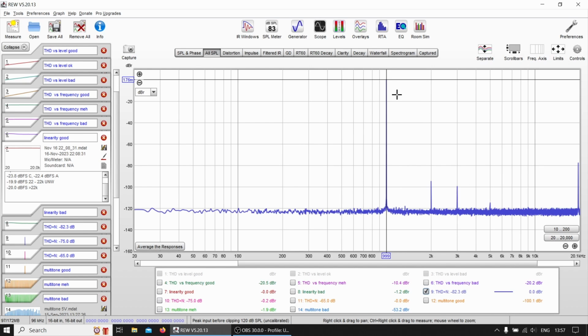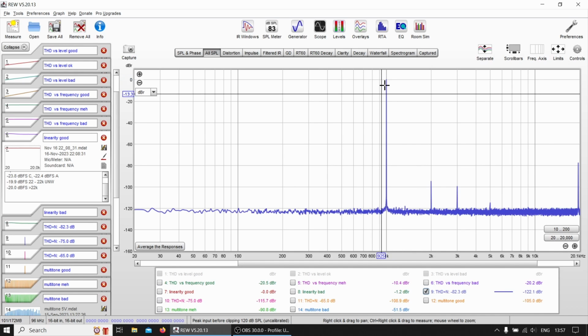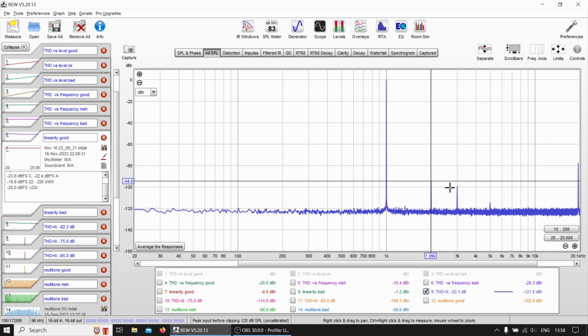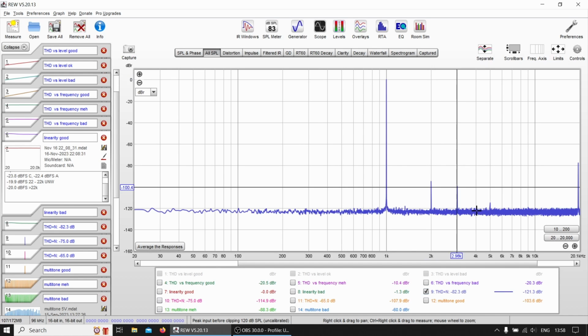So what is a harmonic? A harmonic is a tone that is repeating at 2x or 3x of the fundamental note. So if I'm playing a 1 kilohertz tone, which is here, you can see these spikes, one at 2 kilohertz, then 3 kilohertz, then at 4 kilohertz you cannot see anything, and then at 5 kilohertz, and so on and so on.